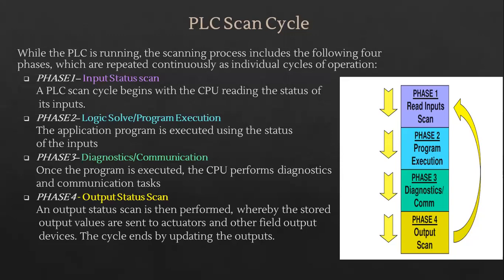For example, if you want to change the temperature of a room, you have to know the current situation in the room, the temperature or humidity, etc. That's the first step, common sense: you read in the present situation. And how do you do that? With the help of your input devices. So that's the first step, input status scan.